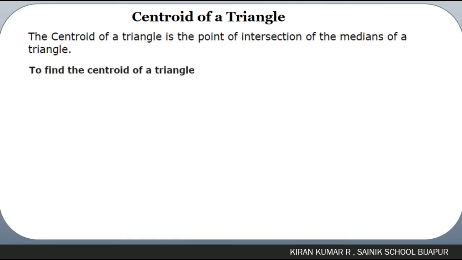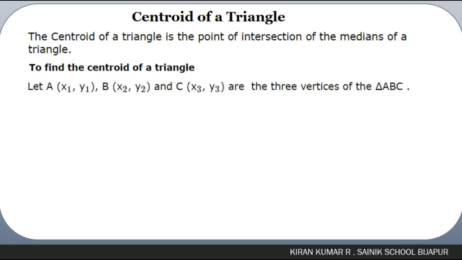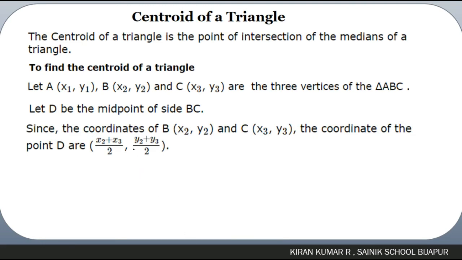To find the centroid of the triangle, I'll consider the three vertices of the triangle to be x1, y1, x2, y2 and x3, y3. Let D be the midpoint of the side BC. By the midpoint formula, the coordinates of the midpoint can be found as x2 plus x3 divided by 2, y2 plus y3 divided by 2. Suppose G is the centroid of the triangle having the coordinates x comma y.